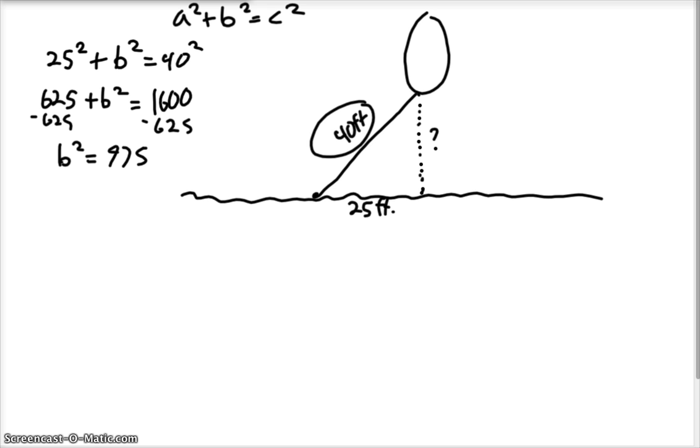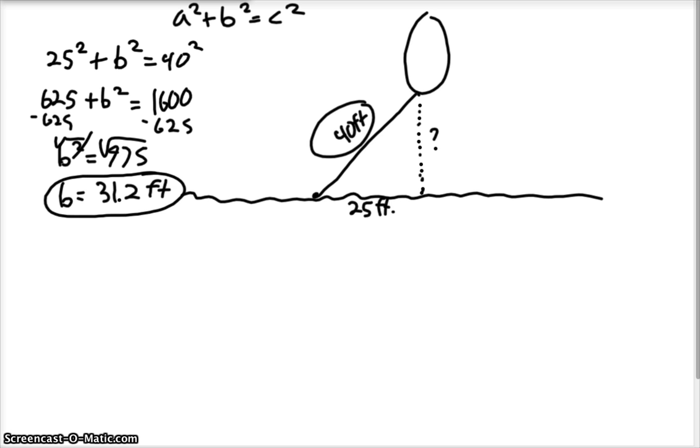And we are going to square root each side, so that gets rid of our square. So we're going to get b is equal to 31.2 feet. So we would say that the balloon is 31.2 feet off the ground. Okay? So again, you may be doing some problem solving where there may not be an obvious triangle, but a figure or an object that you can create a triangle.